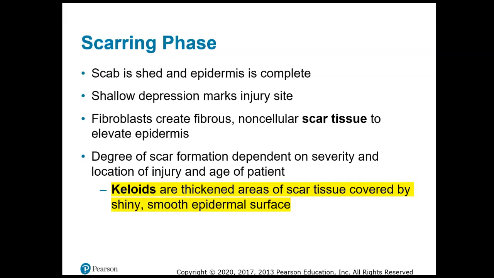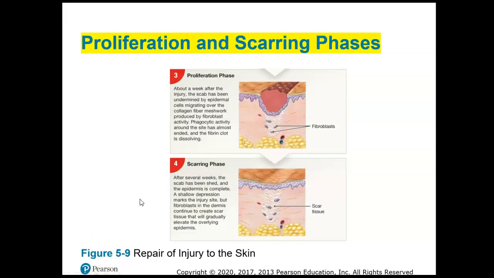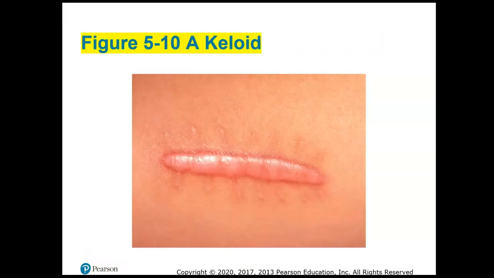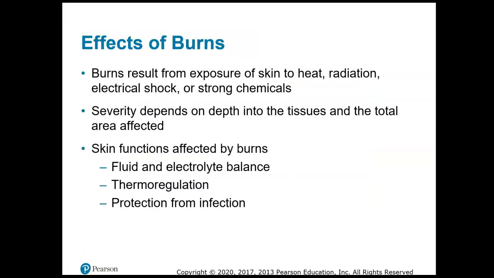And sometimes there's minimal or no scarring, and then sometimes there's some scar tissue. Sometimes the scars are so bad they form keloids, which look like this. This is a keloid, and this is one that's probably not ever going to really heal.